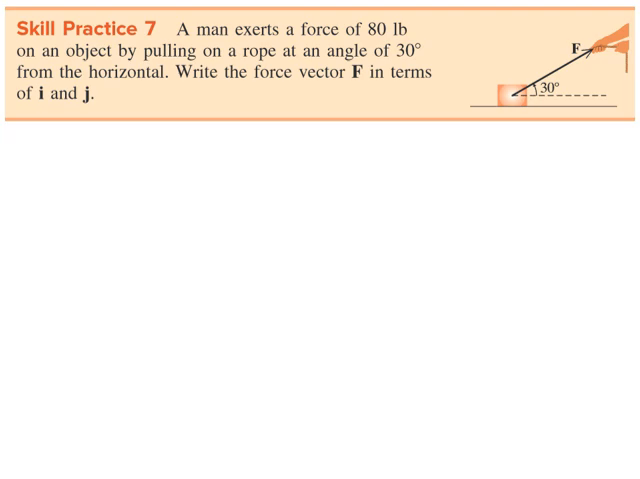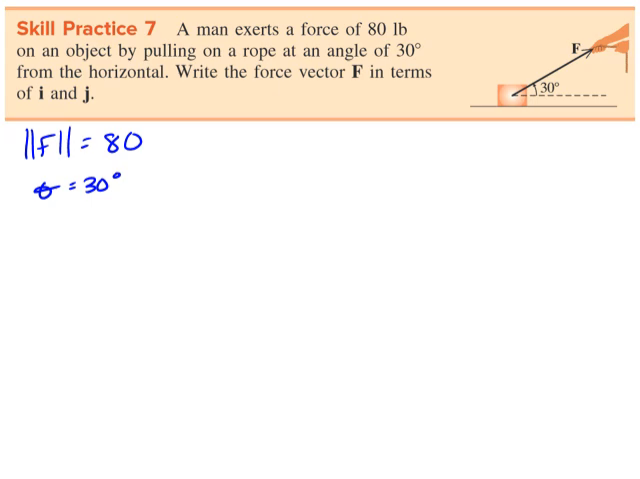Take a moment and pause the video and see if you can do this example. So in this example, a man is exerting a force of 80 pounds on an object. So if somebody is exerting a force, that's the magnitude. So we know that the magnitude of F is 80. And it also gives us the direction angle. So theta is 30 degrees.